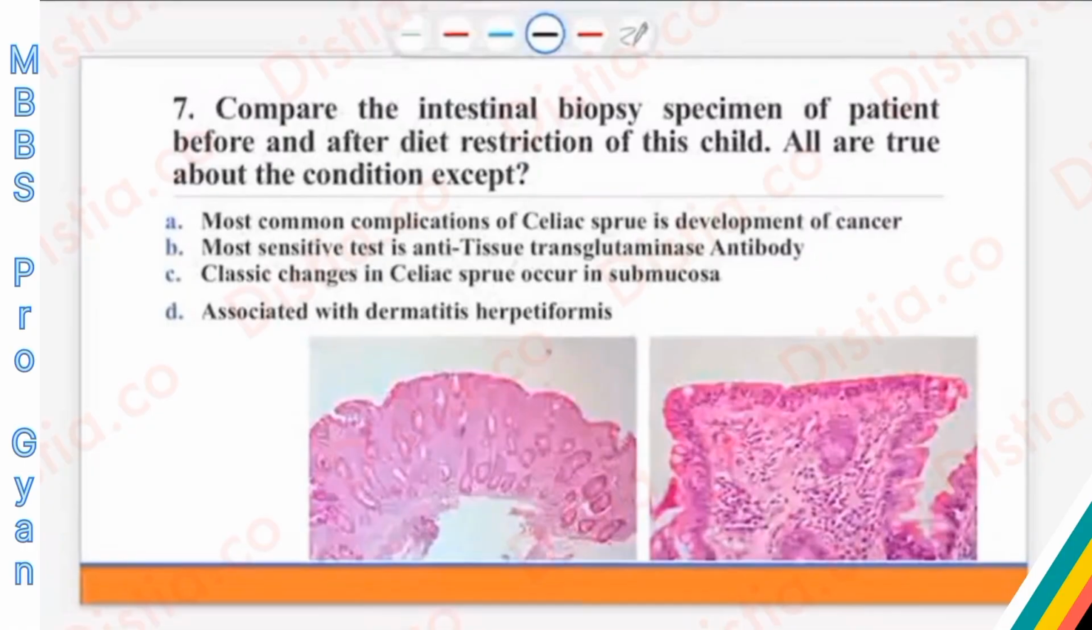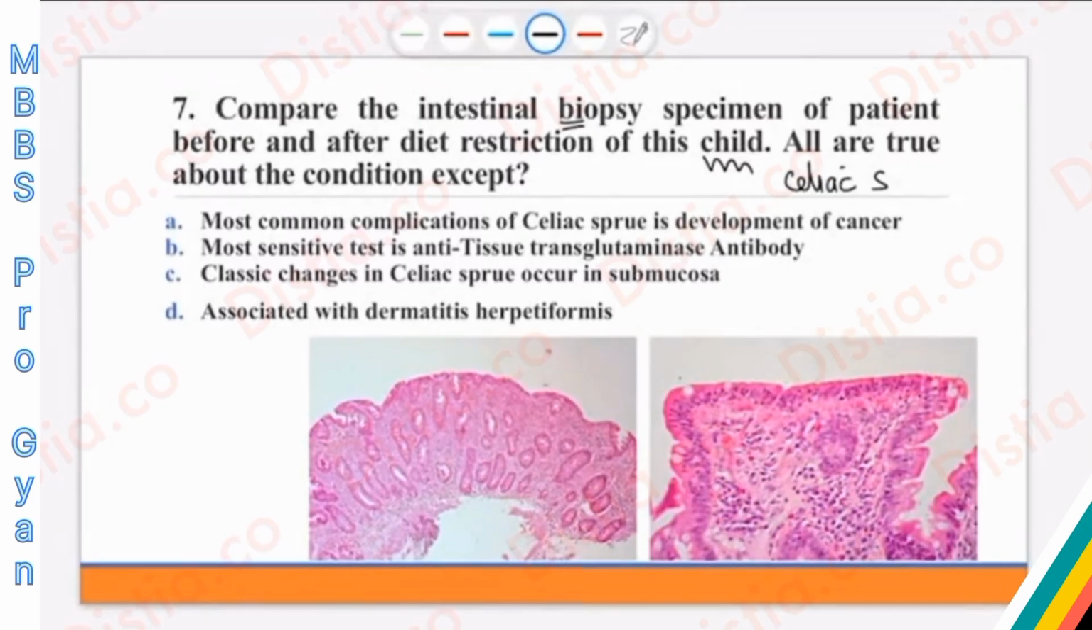The next one talks about an intestinal biopsy specimen of a patient before and after the dietary restriction. Now, the moment you read that, because you're doing biopsy of the same patient 2 times, and then he's talking about a child also, so the spot on clinical information he's giving you is that he wants to talk about celiac sprue. It's an except question.